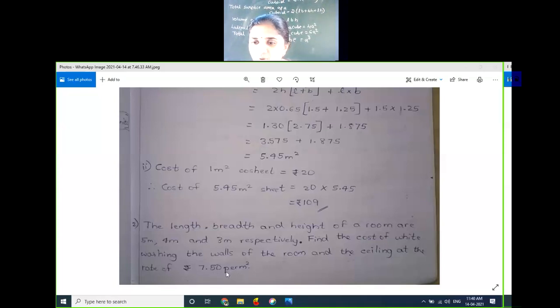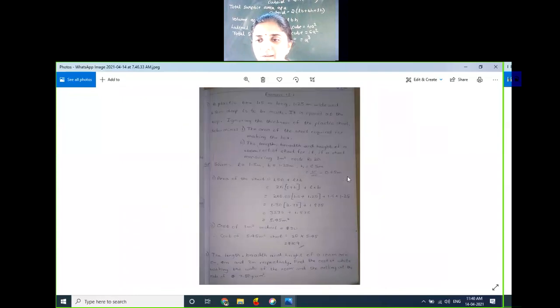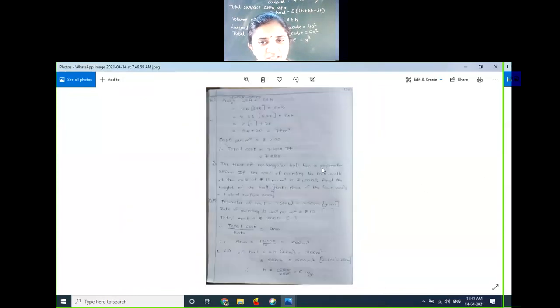I think you have got the idea of the question, right? The length, breadth and height of a room are 5, 4 and 3 meter respectively. So we have to find out the cost of whitewashing the walls and the ceiling at the rate of 7.5 rupees per meter square. Then what you have to find here actually? So let us look at the solution. I think most of the students have got the answer for this question, no?